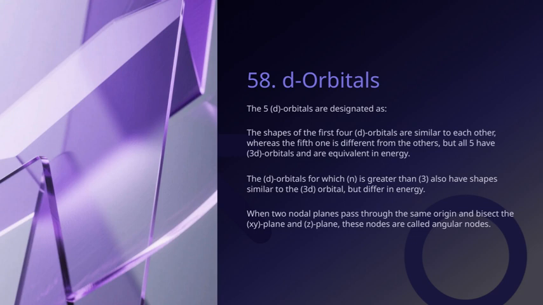Now, when we look at the first four d orbitals, you'll notice their shapes are quite similar to each other. However, the fifth d orbital has a different shape from the others. Despite this difference, all five d orbitals are part of the same set and are degenerate, meaning they all have the same energy in a given atom. Finally, these five orbitals are collectively designated as the d orbitals. Understanding their shapes, energy levels, and how they relate to each other is fundamental to grasping the complexities of electron configurations and chemical bonding in transition metals.